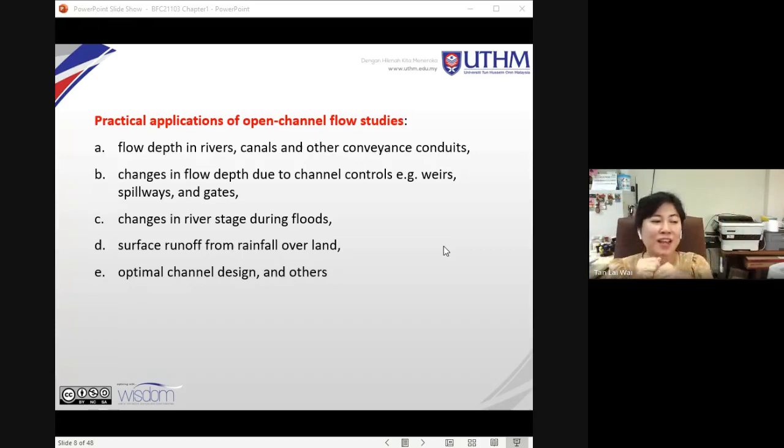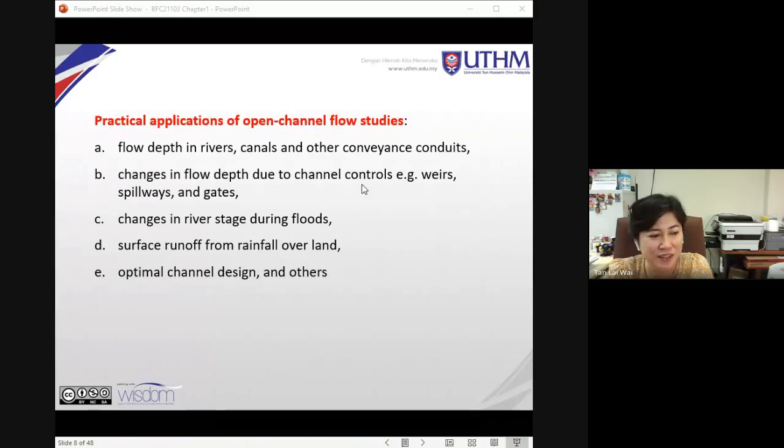And of course, we can do optimal channel design. There's a section on the best, most hydraulically efficient channel section. So we are able to do that lah. And others, there are so many practical applications from use when we have learned hydraulics, all right?